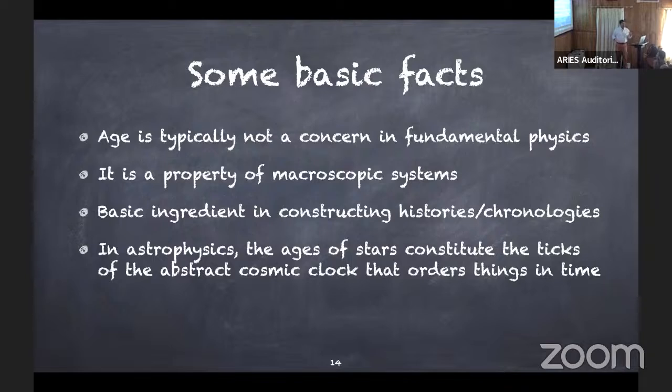So it's really a property of macroscopic systems. And correspondingly, the only place where you see some talk about ages is in entropy and thermodynamics. And then, of course, later, if you study complex systems, you'll come across the various processes in there. It's a basic ingredient in constructing histories. And in astrophysics, especially in our galaxy, where objects don't come labeled with a redshift, and so we don't know how old they are, the ages of stars constitute the ticks of the abstract cosmic clock that orders things in time.